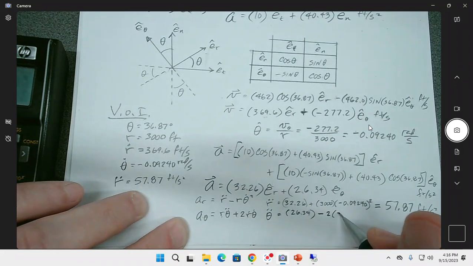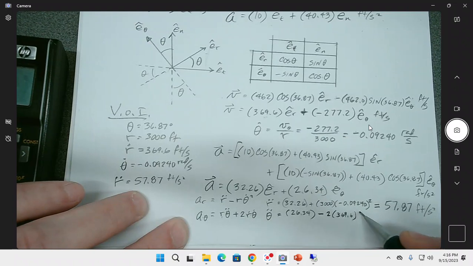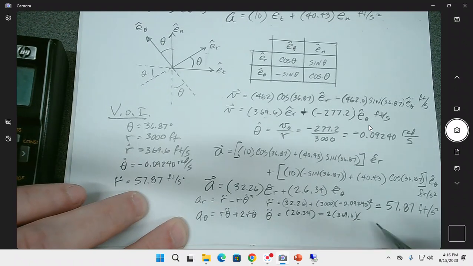369.6 is supposed to be 9. And then multiply by theta dot.